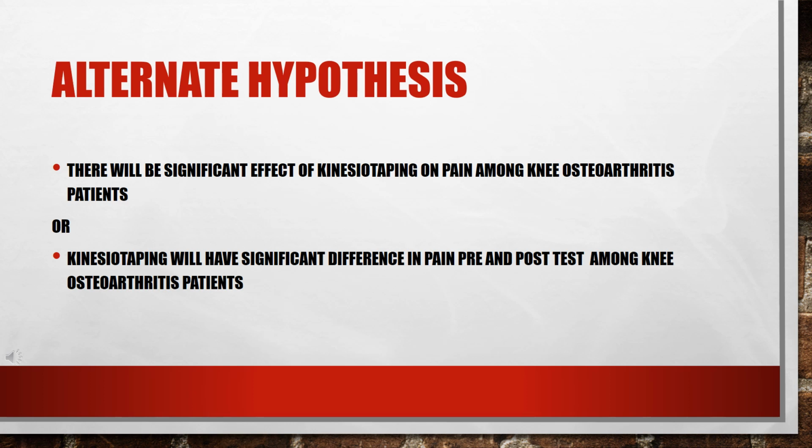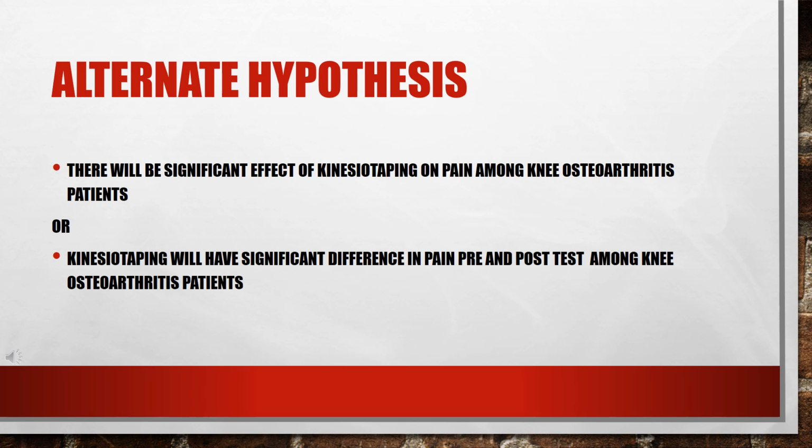So here, the first hypothesis which I framed is that there will be significant effect of kinesiotaping on pain among knee osteoarthritis patients. We have mentioned the word kinesiotaping, which is the independent variable. We have also mentioned the outcome or the dependent variable, which is the pain, and the patient population is also there in the hypothesis. And the main words proving that this is an alternate hypothesis is the mention of the words significant effect.